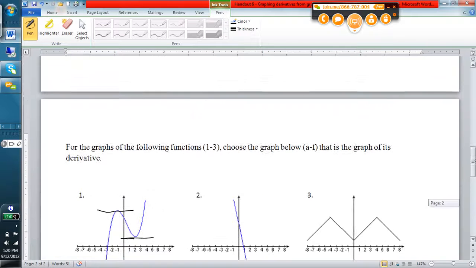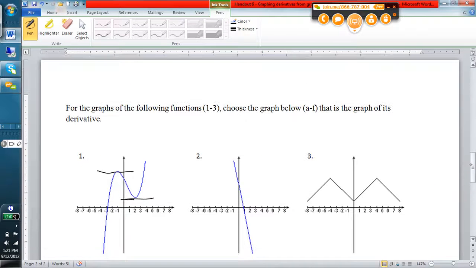Let's fill in the rest. Okay. So what happens on the right, left, and the middle here? Well, if you draw in some tangent lines there, that's a little off, but you know what I'm trying to get at. You got a positive tangent, positive tangent. So the derivatives over here are positive, aren't they?